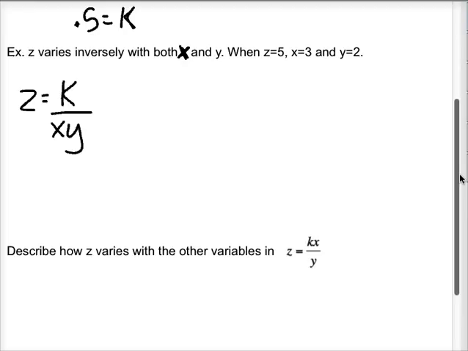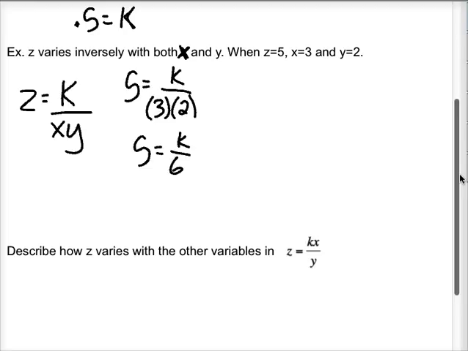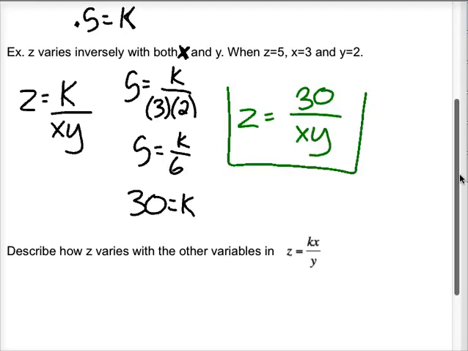So now let's plug in the information that we know. So z is 5 when x is 3 and y is 2. So 5 equals k over 6. Multiply that 6 over, k is going to be 30. And remember, when it's asking for the equation, you always go back and plug in that number. You never want k in your final equation. You want to numerically get what it is.